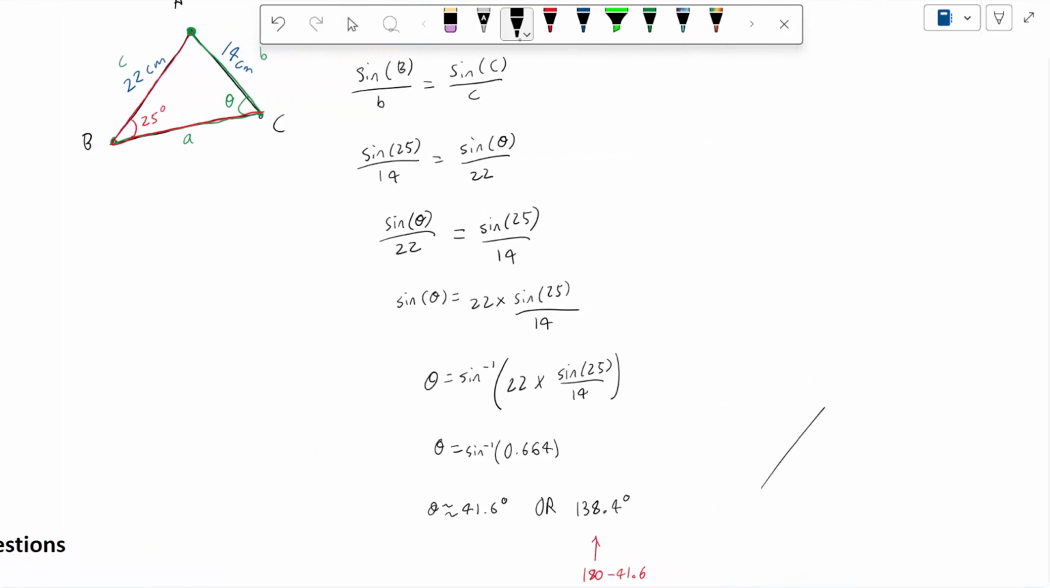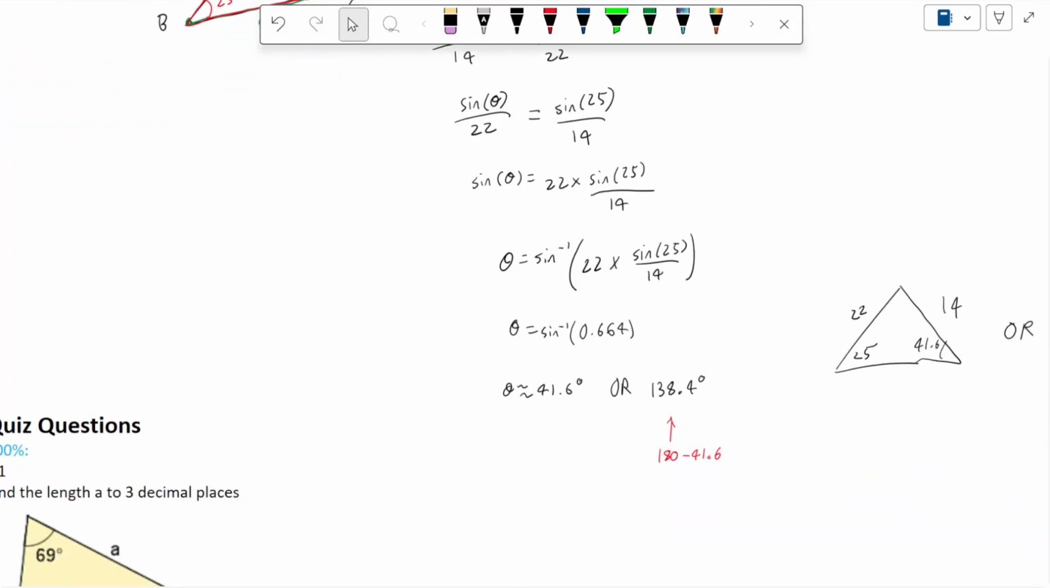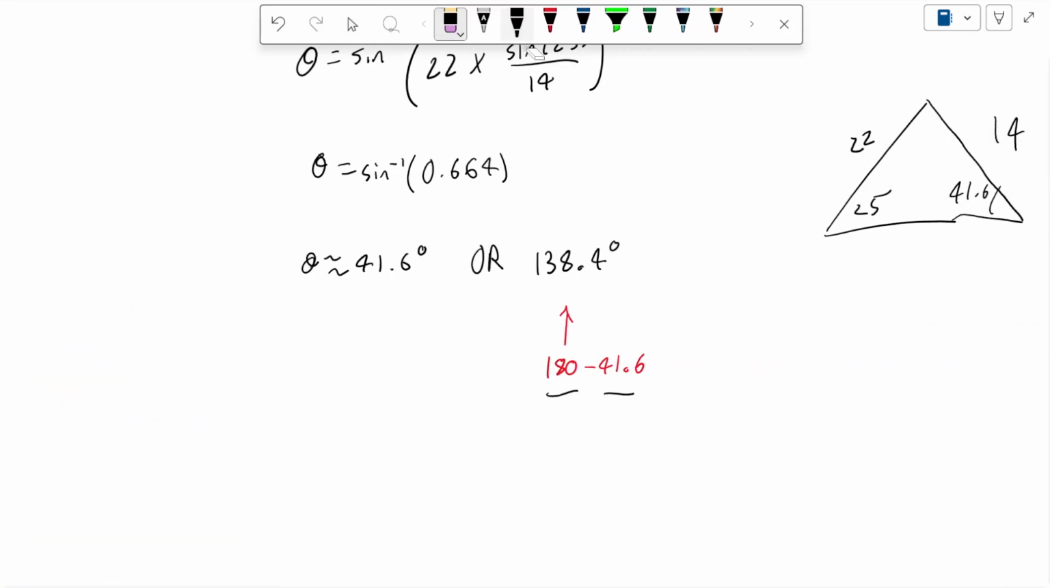It could look like this, so 25, 22, 14 and 41.6. Or it could look a bit more like this. So let's see, make sure I get this right. 138.4, but that's still 14 and that's still 22 and that's still 25. So there's actually two solutions for the sine rule when you're finding an angle. And the way that you get the other solution is just 180 take the original solution.